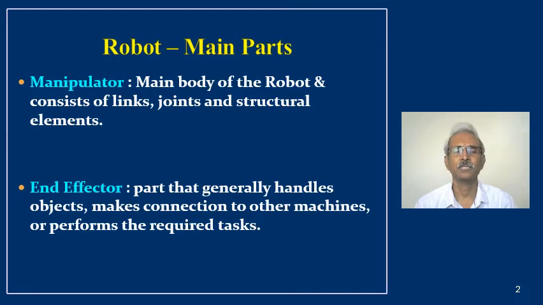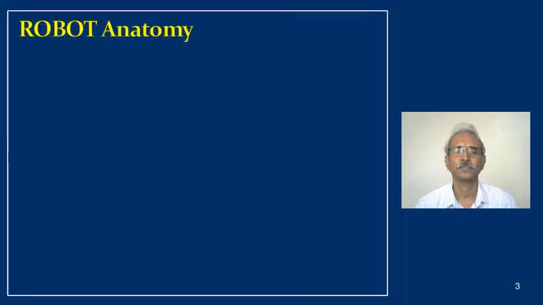And next is the end effector, which is the part that generally handles objects and makes connections with other machines or performs the required task. So again, recollect from the first lecture where I said when you say a robo, it comes without a hand or an end effector. So that's the reason why that is given as a separate part.